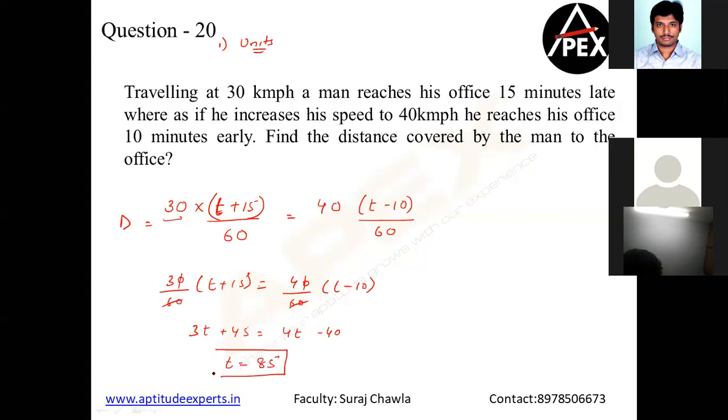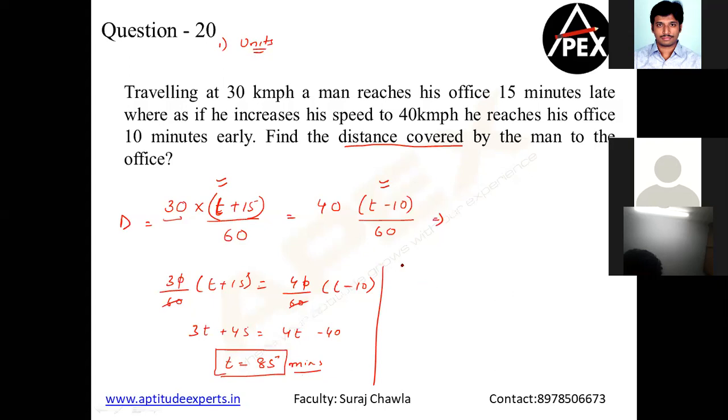So some of you gave me the answer as 85. Now please understand you are wrong here. Now why are you wrong? Because you have calculated the time, but the question is asking you to find the distance covered. Clear? My distance is either going to be this value or this value. You can replace 85 in any one of these equations.